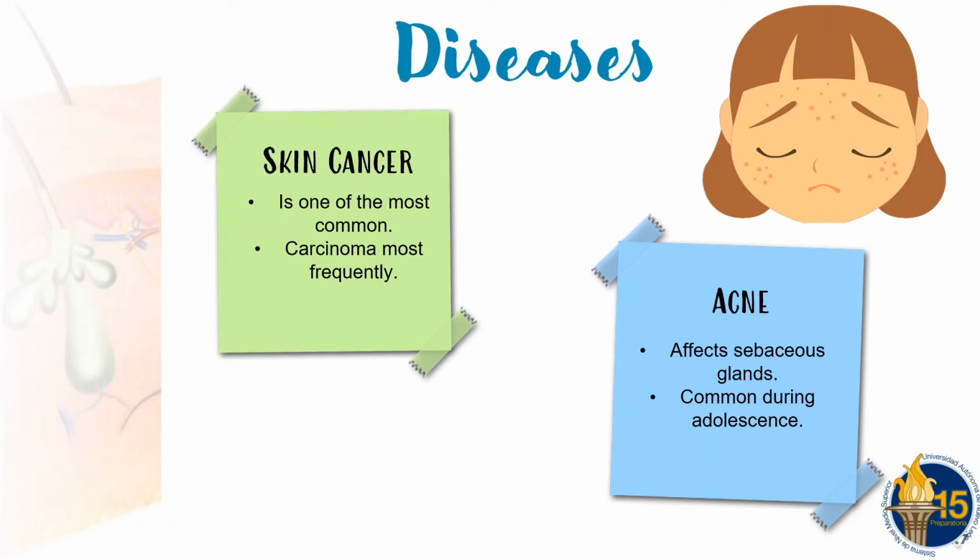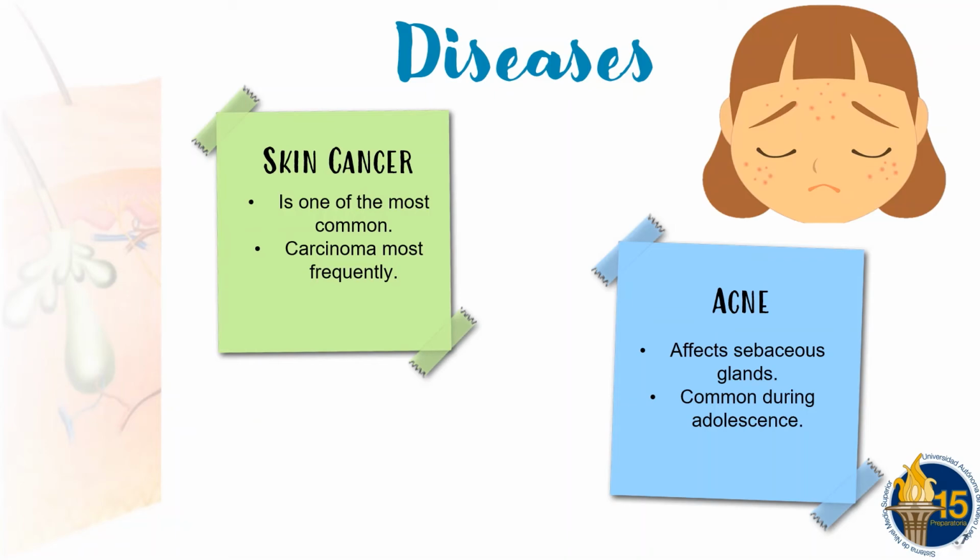The epidermoid occurs in keratinocytes, is more common in men. It's believed it's caused by the exposure to tanning beds. And the most aggressive is the melanoma. It can occur anywhere on the body and appears at an early age.